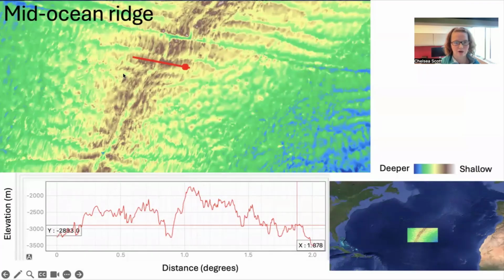We'll look at a topographic profile along this red line, and that's shown here with elevation versus distance in degrees. And this is where the mid-ocean ridge is. We can see relief of about 2,000 meters right here.